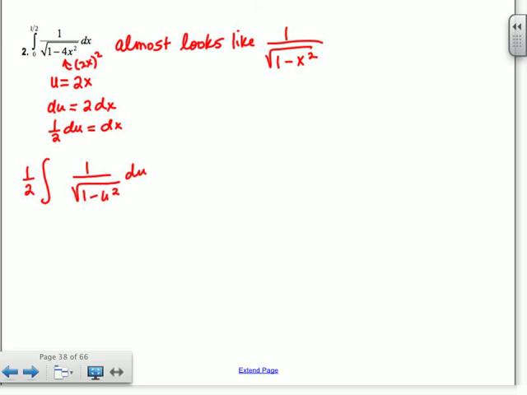And if we're changing them to u's, our limits of integration should change as well. So we need to find what u of 0 is and what u of 1/2 is. Why did we do it this way? Because we need it to look like this. We need 1 minus x squared under the square root, or 1 minus u squared. So u of 0 is 0, u of 1/2 is 1, so we're going from 0 to 1.